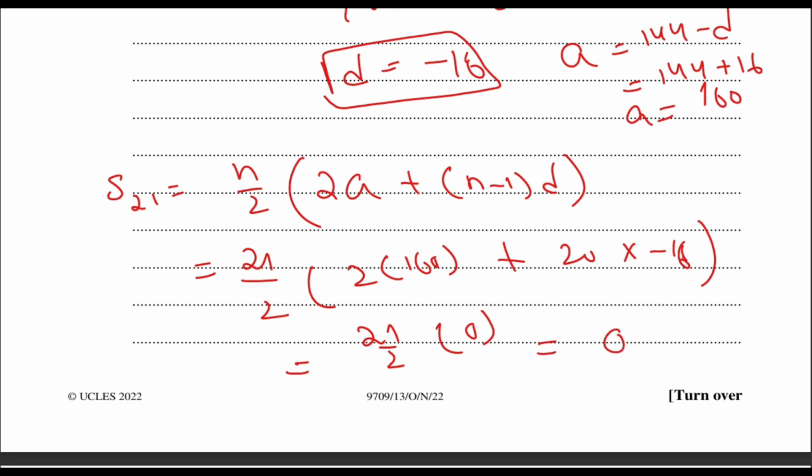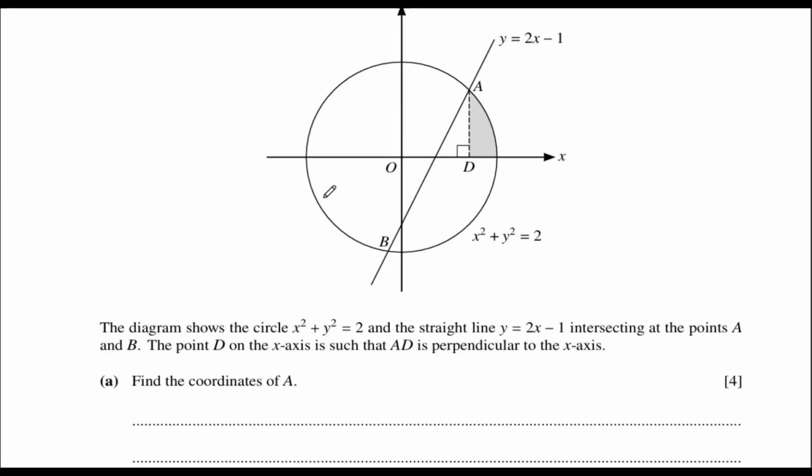So now let's move to question number 10. The diagram shows a circle x square plus y square is equal to 2, and the straight line y is equal to 2x minus 1 intersecting at the points A and B. The point D on the x-axis is such that AD is perpendicular, so this line AD is perpendicular to the x-axis, it's making a 90 degree angle with the x-axis. Find the coordinates of A.